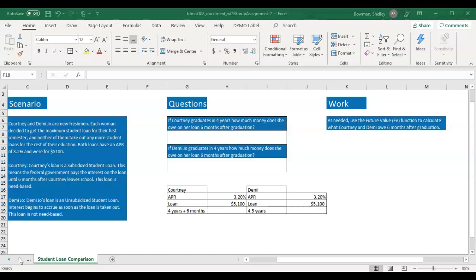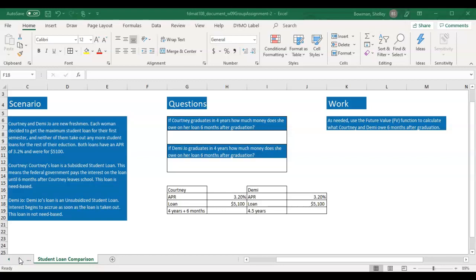Over here, the questions are, if Courtney graduates in 4 years, how much money does she owe on her loan 6 months after graduation? So after 6 months, then she needs to start paying. Demi Jo graduates in 4 years. How much money does she owe on her loan 6 months after graduation? And she starts having to owe her loan as soon as she gets it. So she has 4 years, 6 months.